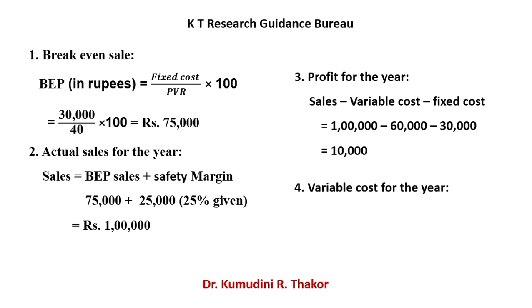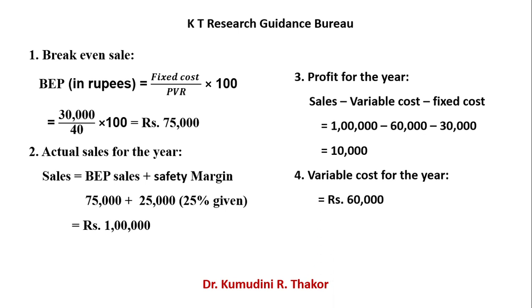Now the variable cost for the year, no need to do any calculation because in third you already find out it is 60,000. So directly you can write down your variable cost is 60,000 rupees. No need to do calculation or anything because already step by step you find out everything. So it is 60,000 rupees.